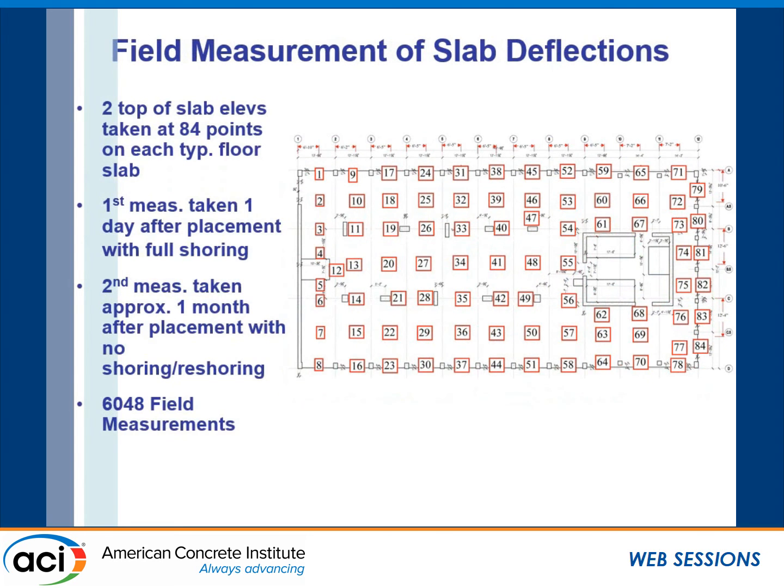This is our field measurements. So we recorded 84 points on this slab. We took a series of measurements: first, initially when it was cast, the day after placement with the full shoring; second, after release to shores; and then a third time, a month after the removal of all the shoring and reshoring. We were getting a lot of data, and so we could use this to help us understand how the slab was moving.